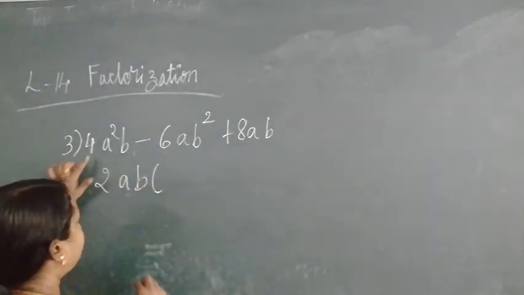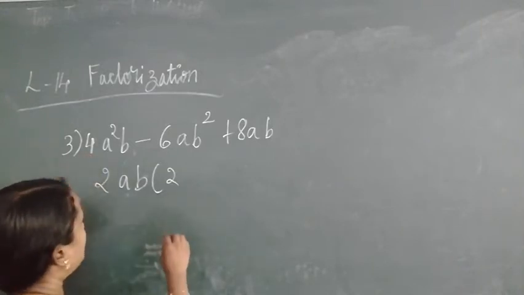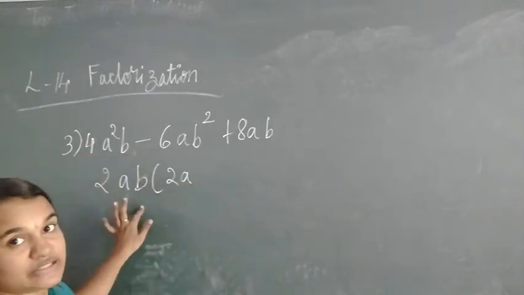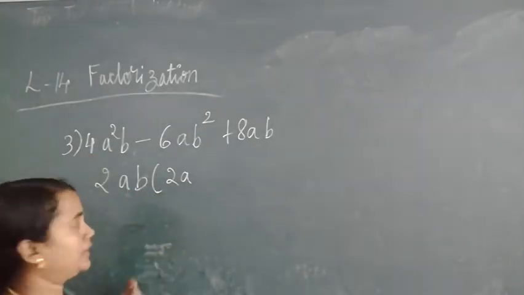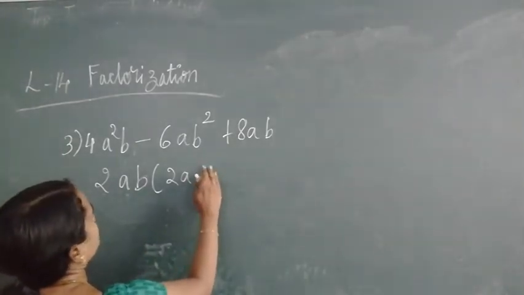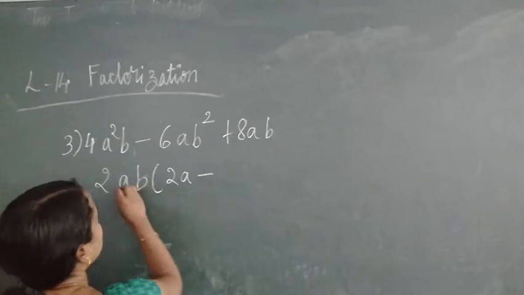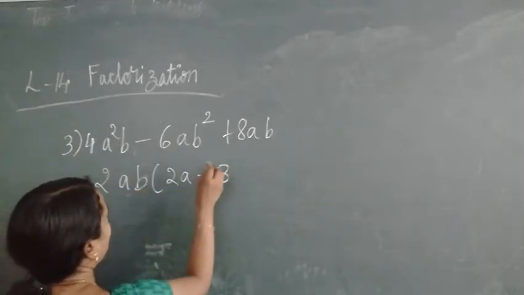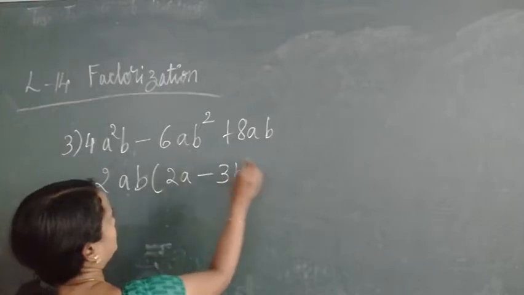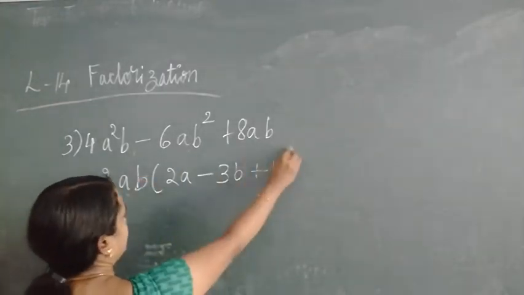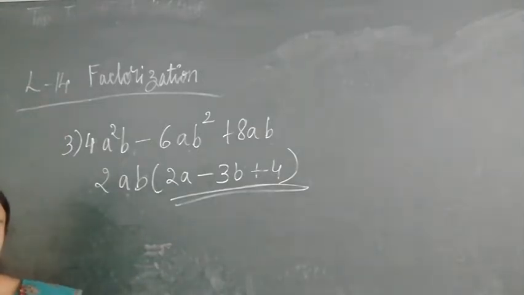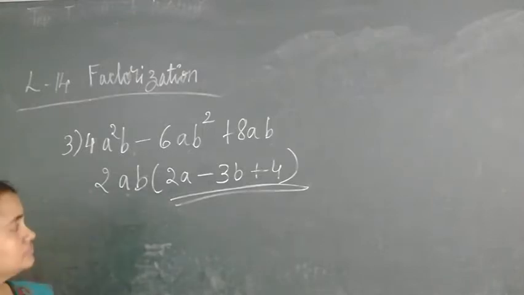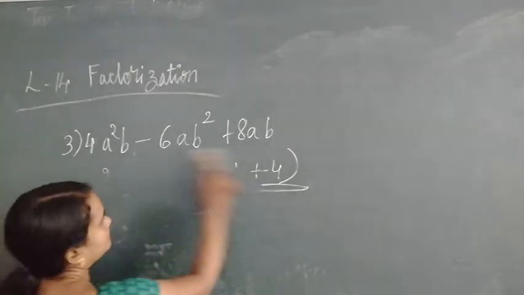Now which is left here? 2 2s are 4, 2ab already taken, only a square b is there, so only a is left. Here 2a, one single a we are taking out, left part is 1. Plus into minus, minus 2 3s are 6, 3b; we have taken out a, and b. Plus into plus, 2 4s are 8, ab already taken out. So this will be the answer. Now question number 4 will be the homework.